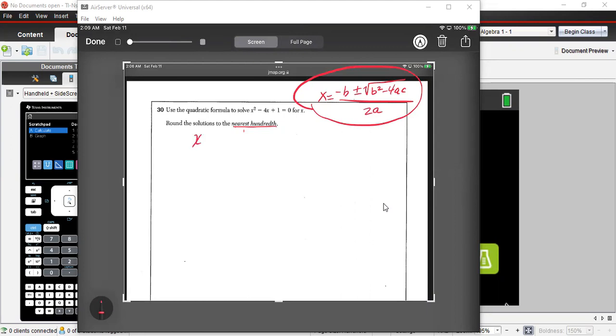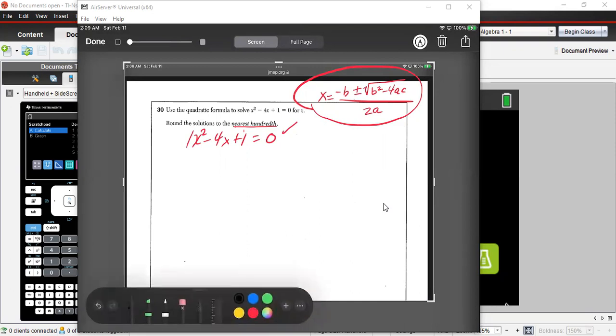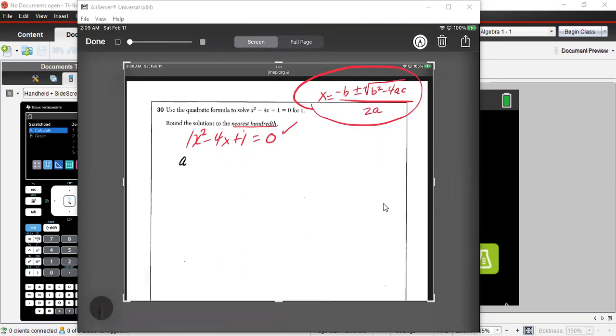First, let's write the equation. The quadratic has to be equal to 0 before you can use the quadratic formula. It is, so we can start. The coefficient in front of the x squared term is a 1. That's important. Now we're just going to take the coefficients. The leading coefficient is 1, so that's a. The linear term, the x term, is a negative 4, that's b. And the constant, c, is 1. So we have 1, negative 4, and 1. We don't need to put the positive sign there.